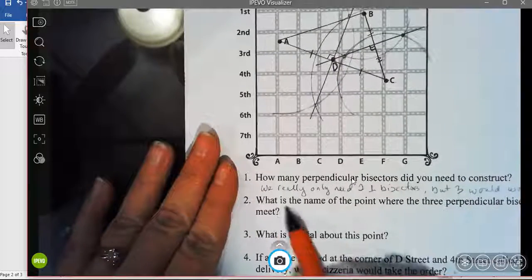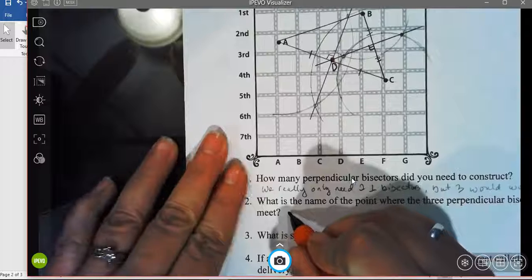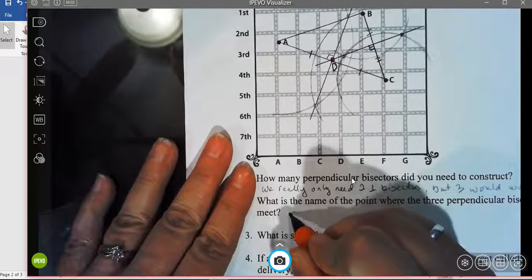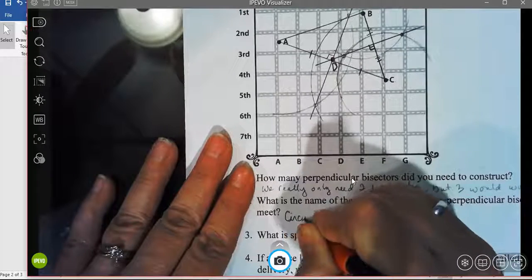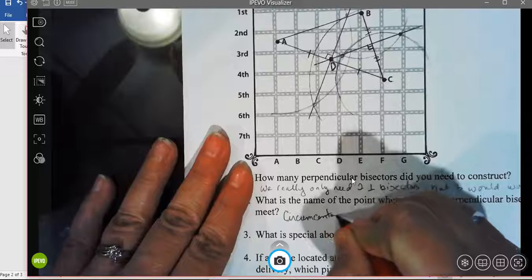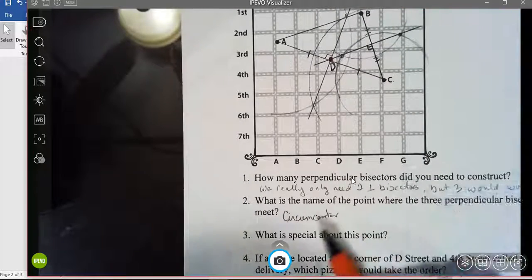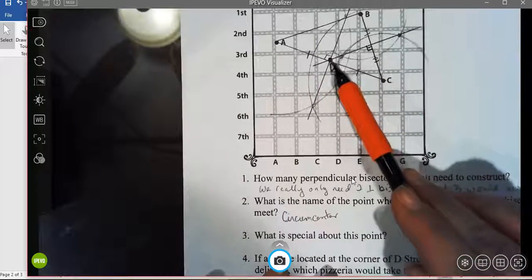So let's look at this. What is the name of the point where the 3 perpendicular bisectors meet? Well, we could say D, or really what they're looking for here is, it is called the circumcenter. Okay, if you guys remember talking about this in class. And what is special about this point? Well, what is cool about this point is this is equal distance to all 3 vertices.